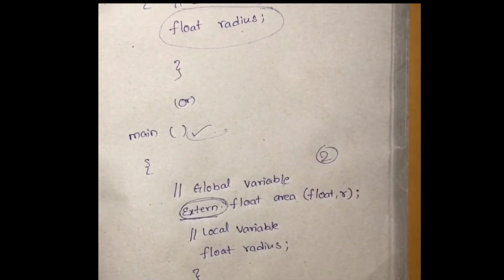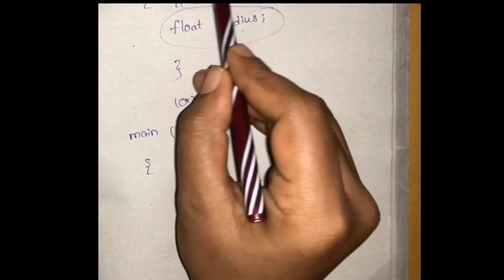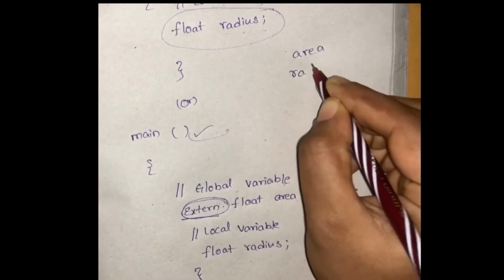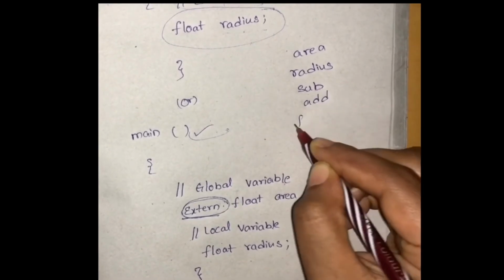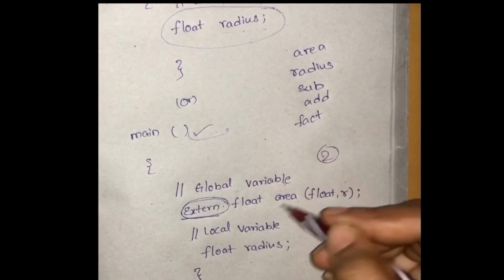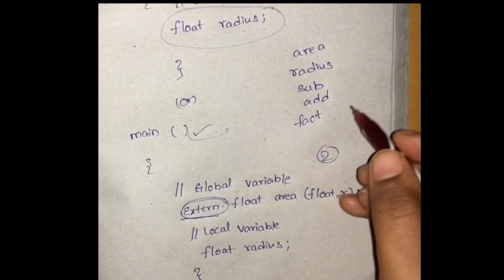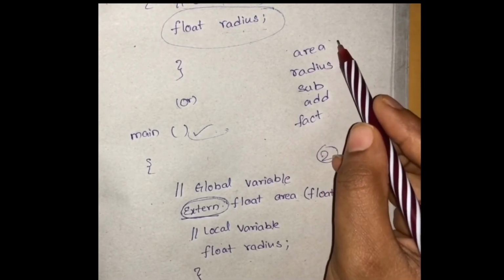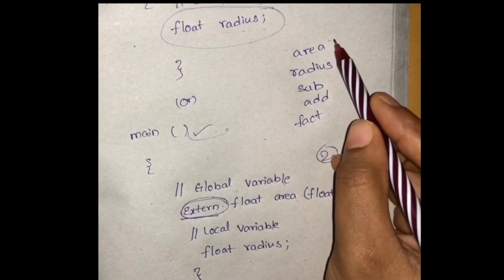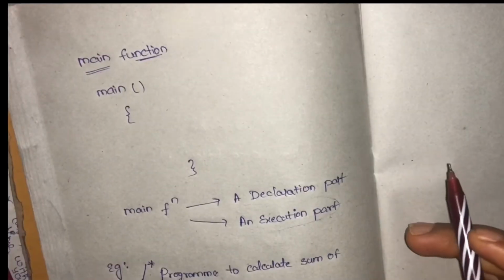This global declaration section also declares user defined functions. User defined functions are nothing but area, radius, sub, add, factorial, fact, like that. These are the user defined functions. I have discussed user defined words in my previous videos. You can check once. Move on to the next one.